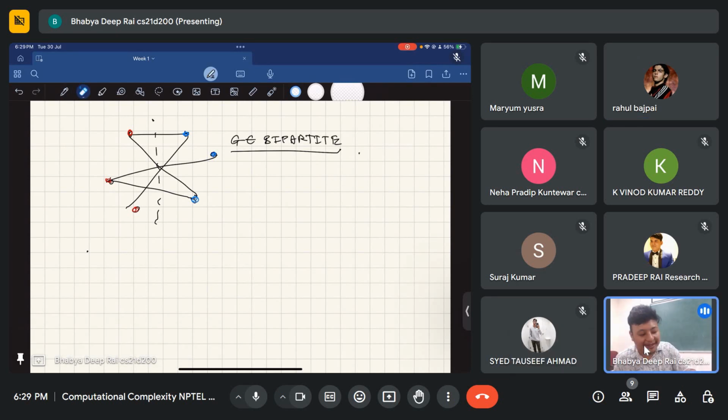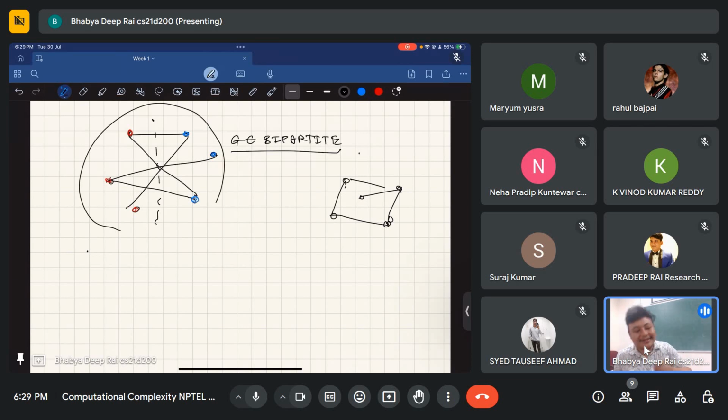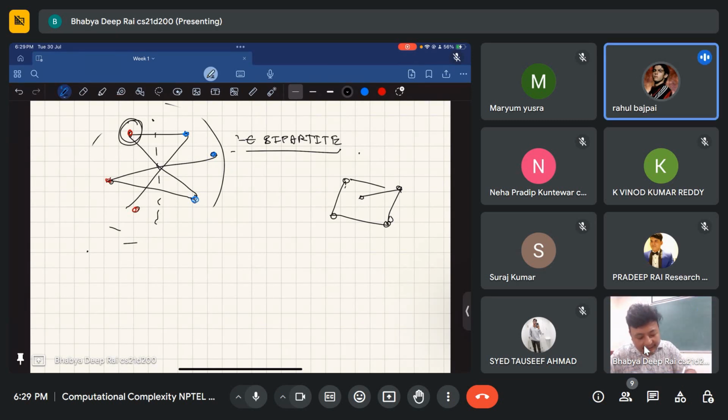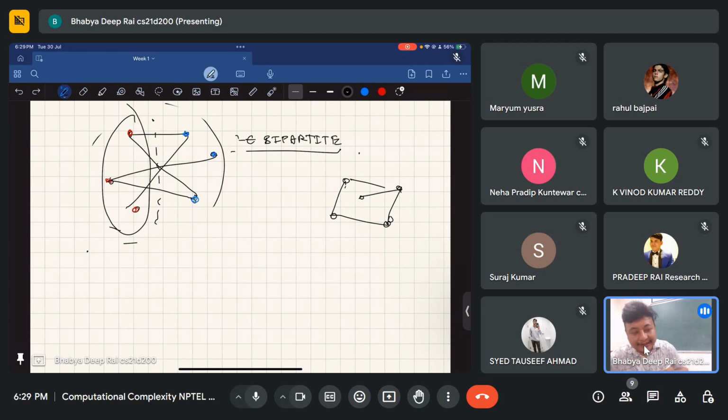But just to jog your memory, independent set is a set of vertices which do not have an edge between them. So this is an independent set. That is correct. If you take either of the two partitions, for example, this is an independent set, or you take this, this is an independent set.